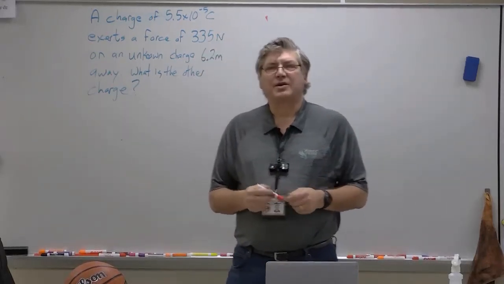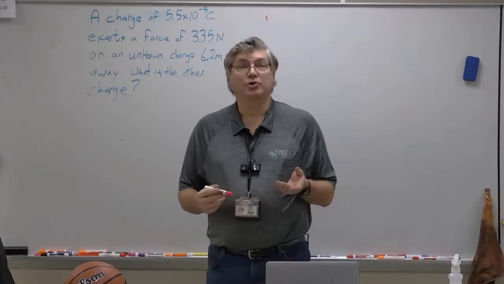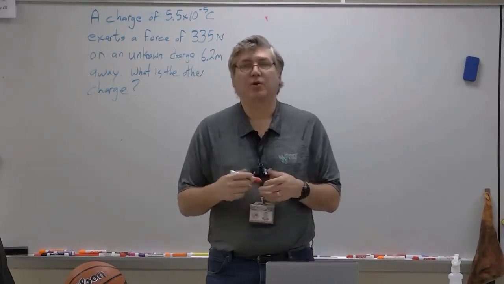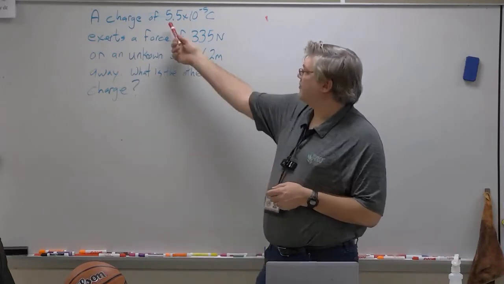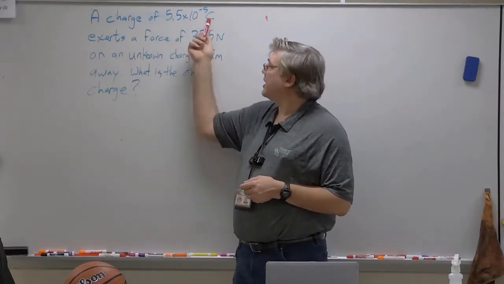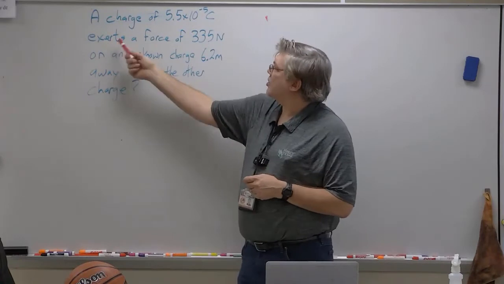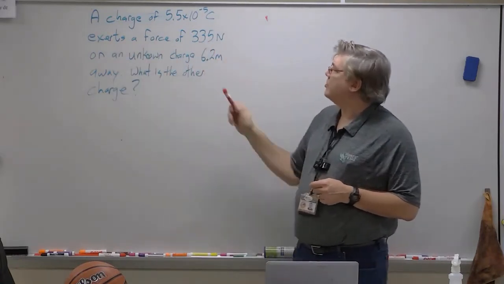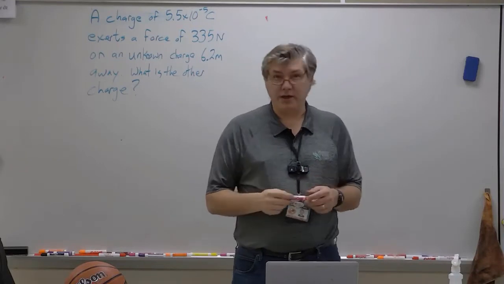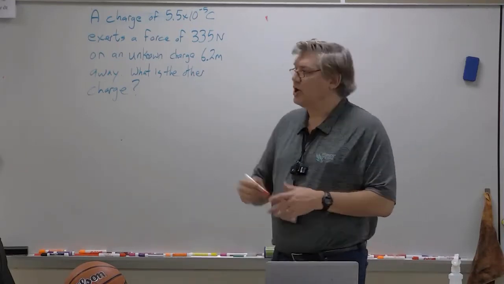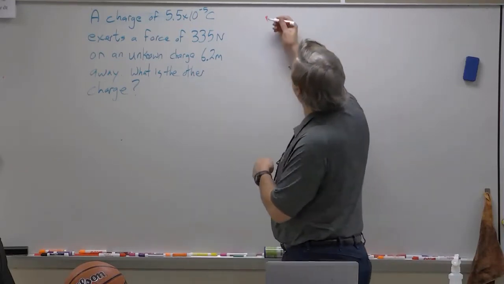Some of you have asked how to solve for an unknown charge using the equations that we already know. So I've written an example here. A charge of 5.5 times 10 to the negative fifth coulombs exerts a force of 335 newtons on an unknown charge 6.2 meters away. What is the value for the unknown charge? So let's take a look and see how we would solve that problem.